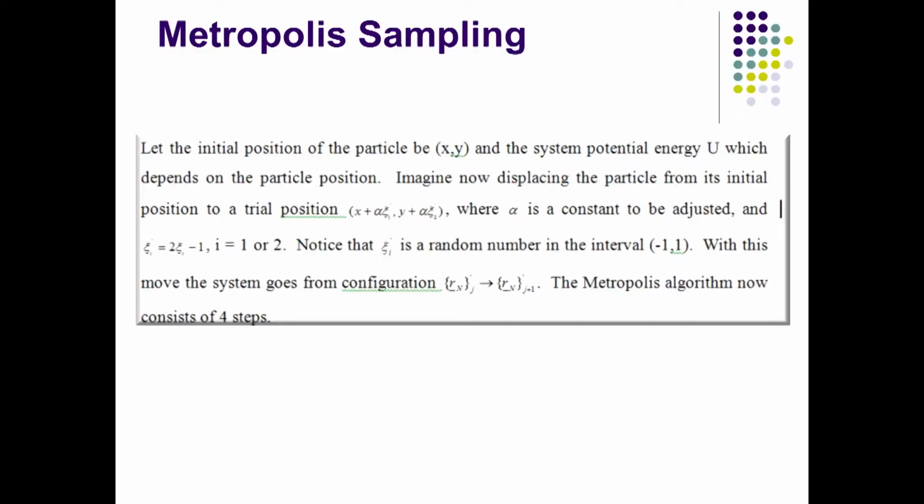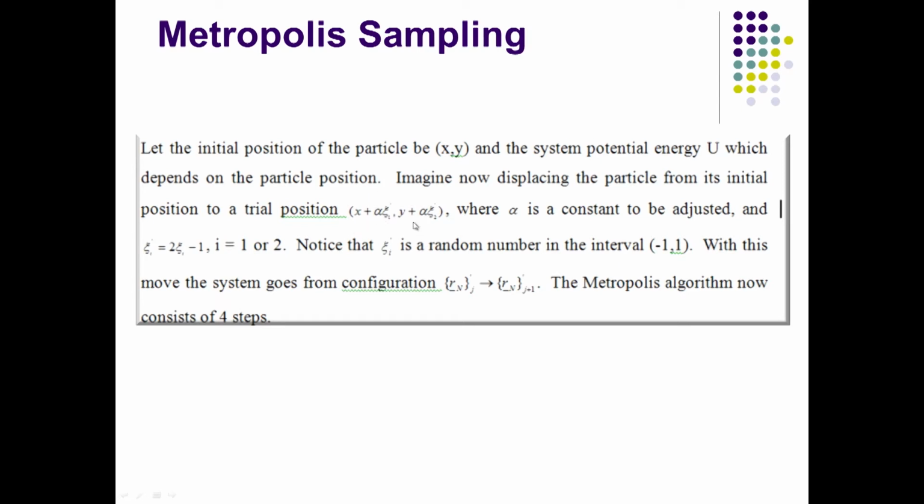Now let us look at that formulation. We have particles x and y, with potential energy U which depends on the particle positions. Now, imagine displacing a particle from its initial position to a new trial position, x plus alpha psi_i, and as you know, psi_i is the random number generator between 0 and 1.